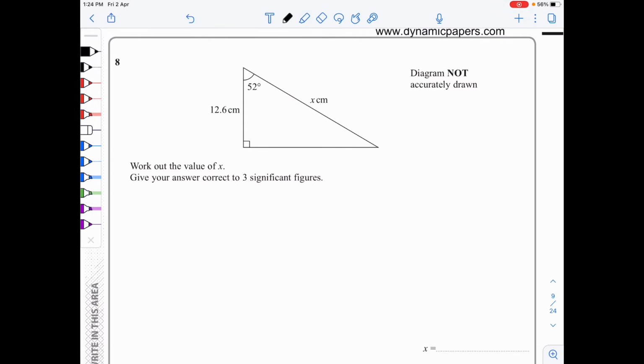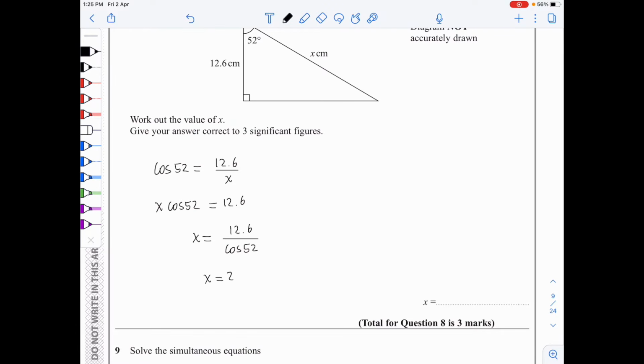In 8, we've got a right angle triangle, which we need to work on to determine the value of x. We see that we've got the angle here, the 52, so we've got the adjacent, and we're looking for the hypotenuse. I will be using cosine. Cosine of 52 is 12.6 over x. So x cos 52 is 12.6, which leads to 12.6 over cos 52. And this is giving an answer of 20.5 to 3 SF.